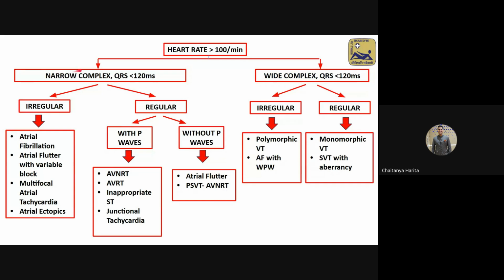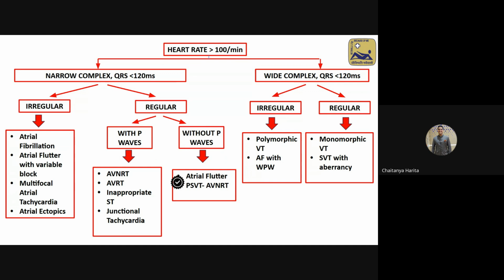So narrow complex, yes. Irregular, no. It is regular. With P waves, without P waves. Now you will tell me, sir, those waves look like P waves, but you are labeling it as without P waves, because those are actually not P waves, those are flutter waves. Now, why am I labeling them different? Because P waves come from the SA node, flutter waves come from other parts of the atria, so we can't call them P waves, we have to call them flutter or fibrillatory waves. So therefore, this becomes regular narrow complex tachycardia without P waves, with flutter waves. Thereby, this is atrial flutter that we have.